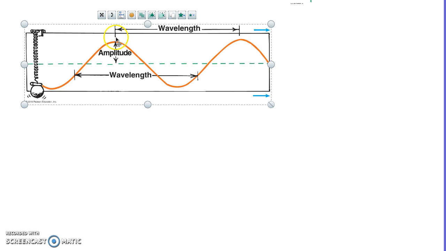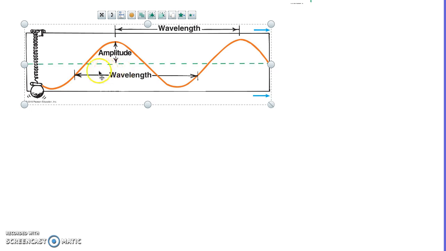A lot of times we measure wavelength from the top of one wave to the next. But it could also be from the trough, or bottom, of a wavelength to the next trough, or it could be anywhere along the wave to the same place on the second wave, going up or going down. Everything has to be exactly the same.